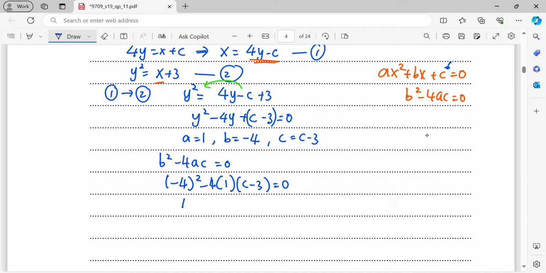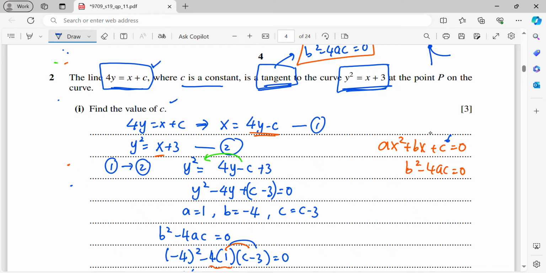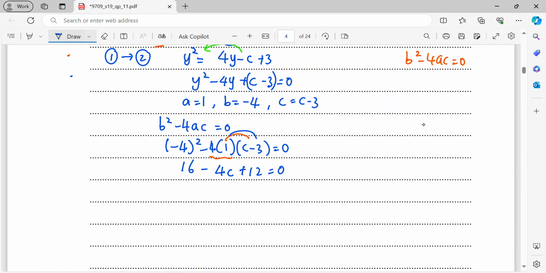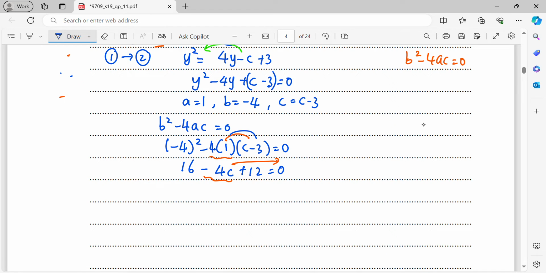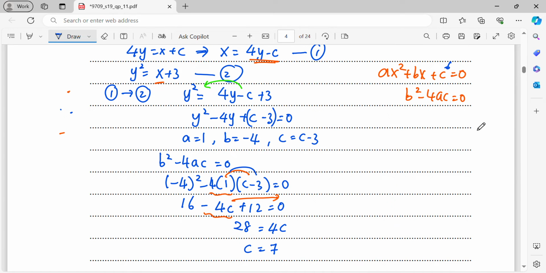Now here I will be getting 16, basically minus 4 times c, it will be minus 4c. And then minus 4 times minus 3, it will be plus 12. And now the question is asking for the c value. Therefore, the minus 4c will be moved to the right side. And then I will just simplify 16 plus 12 on the left side. That is going to be 28, which equals 4c. Hence, your c is 7. So, that solves the first part.